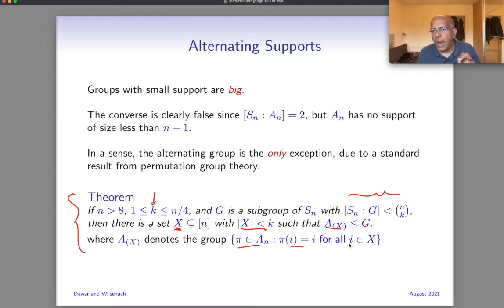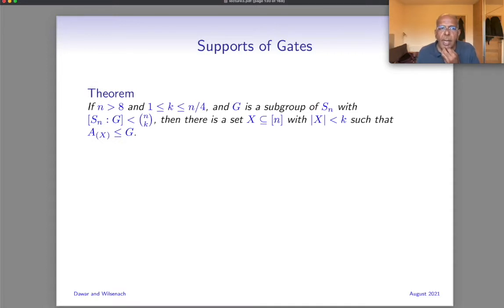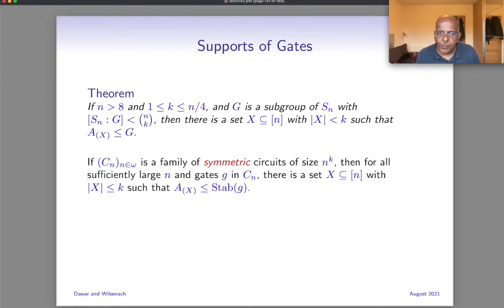And what we want to argue is that in fact, for those groups which arise as stabilizer groups in the circuit, they contain a large symmetric group. How do we do this? This is the restatement of the theorem we just had. If you have a family of symmetric circuits of polynomial size, then for all sufficiently large n, all gates G have a support. There is a set X such that A_X, the set of even permutations fixing X, is inside stab G. This follows immediately from the theorem.